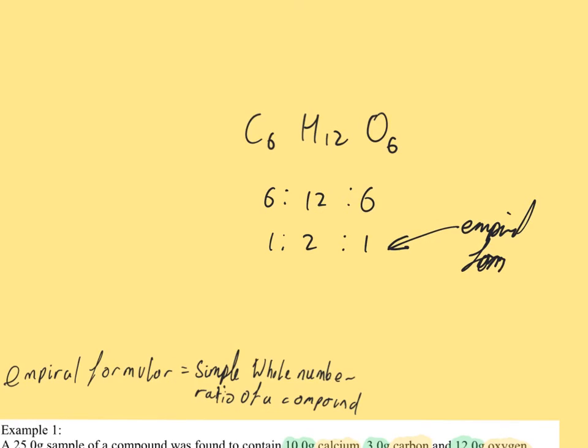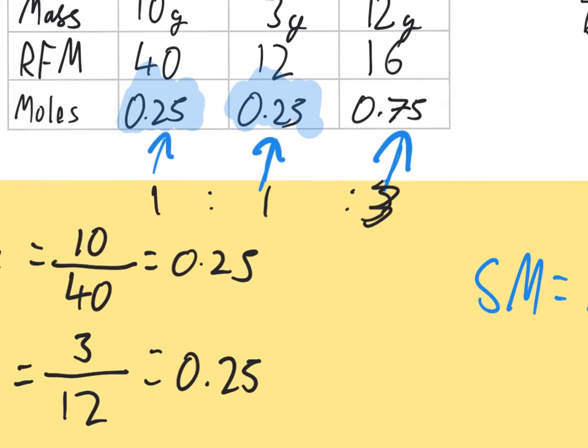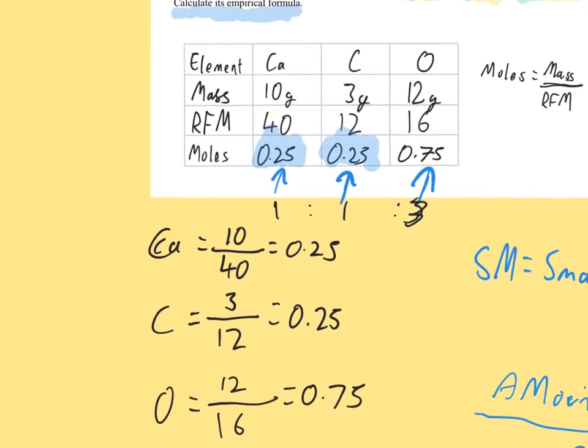I spelled formula wrong, right? So we can't get any simpler than this, because if we go any simpler, it'll go into the decimals.